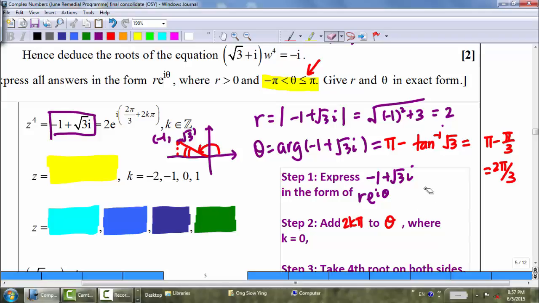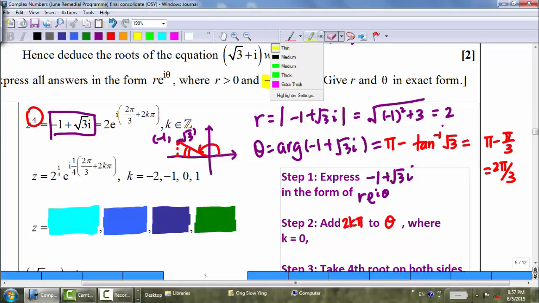You have decided on the values of k. Your job is to solve for your z. You have to get rid of the 4. So in order to get rid of the 4 here, you just need to take the fourth root on both sides. You just raise to the power 1/4 on both sides, and you will end up with this.